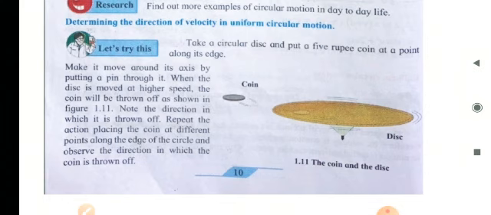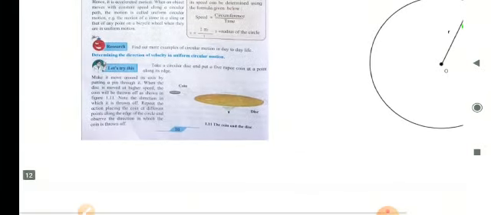Note the direction in which it is thrown off. Repeat the action, placing the coin at different points along the edge of the circle, and observe the direction in which the coin is thrown off. Now, you can see here further on the next page, the coin will be thrown off in the direction of the tangent, which is perpendicular to the radius of the disc.